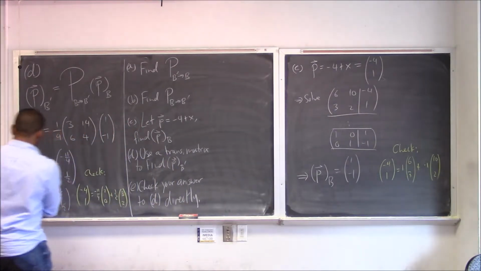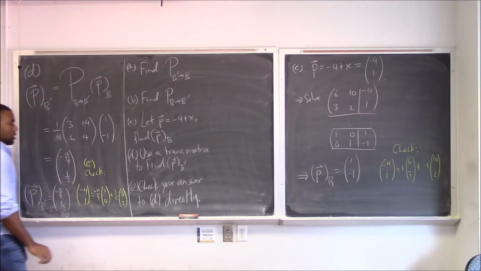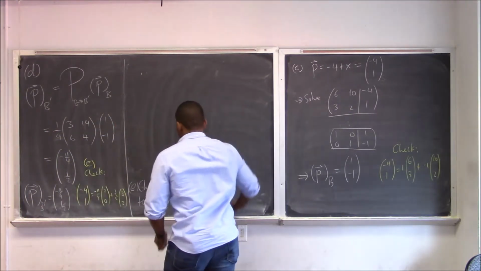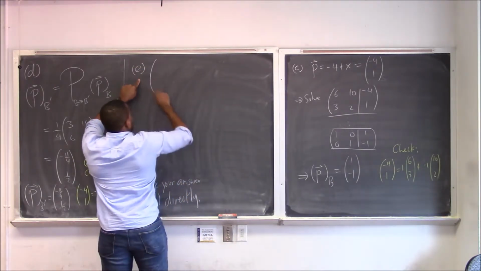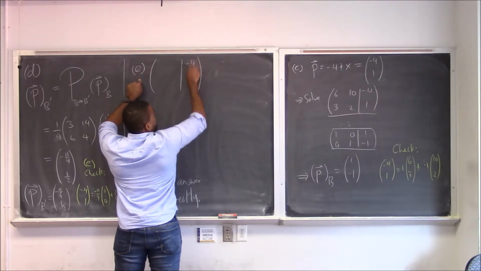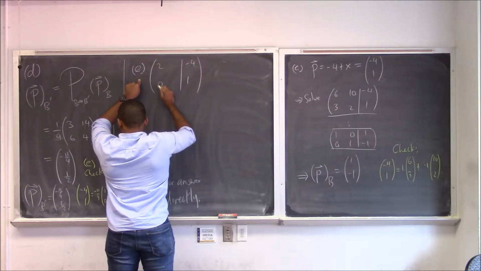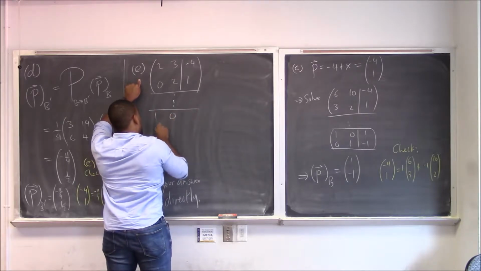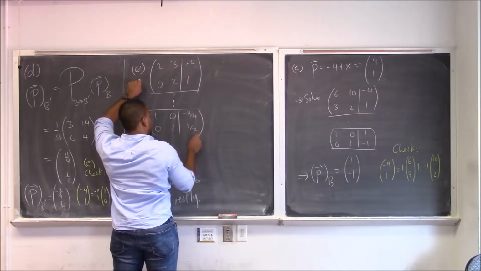Oh, and this was part E. Check your answer by doing it through. Although you might go the long way around. So for E, to check by doing it directly, you might just set up minus 4, 1 with 2, 0, 3, 2, and if you reduce that, you should get 1, 0, 0, 1 times minus 11 over 4, comma 1 over 2.